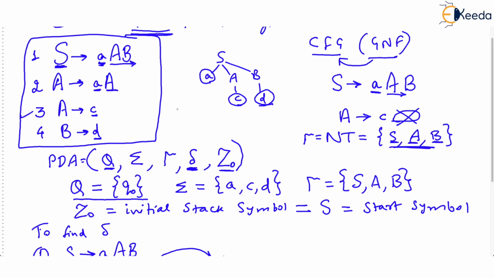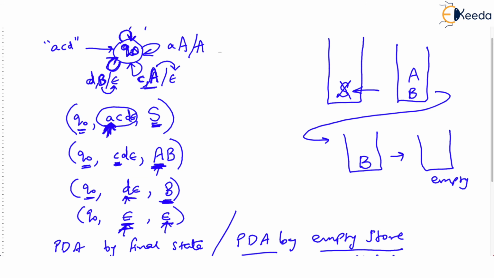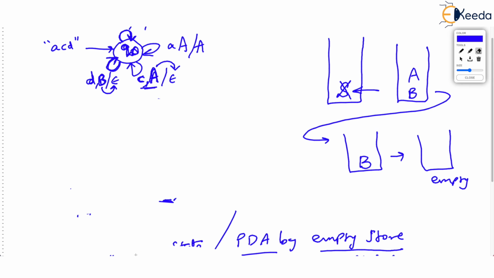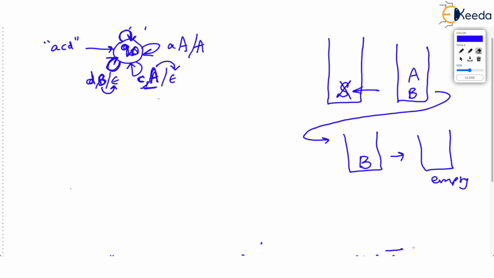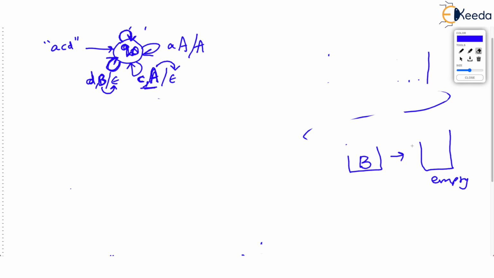Correct? Now let's take one more example. Let's very quickly dry run this PDA on paper. You will agree that another string accepted by this grammar is AACD. Just check, AACD. So AACD is another string which is accepted by the grammar. So it should be accepted by the PDA because we have constructed the PDA for the given grammar. Correct?